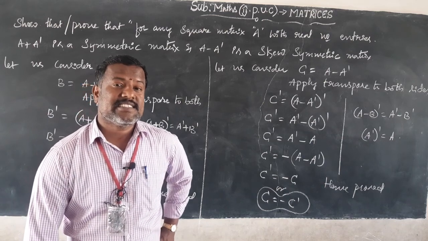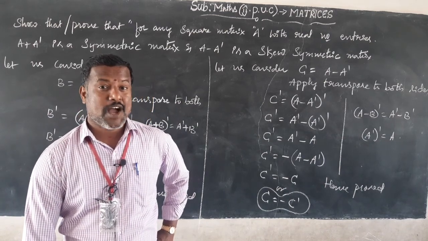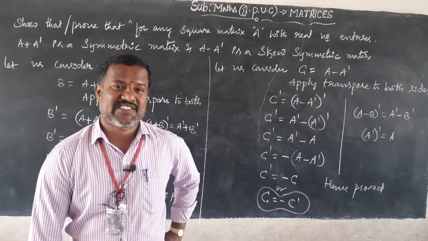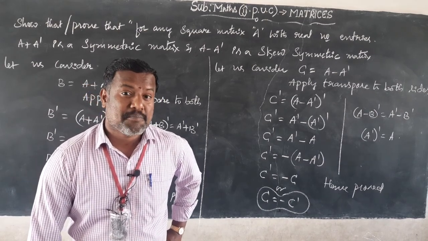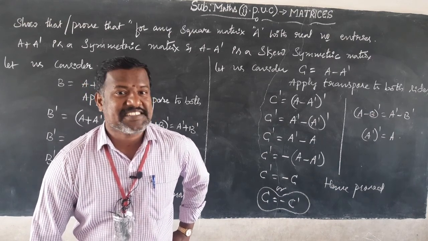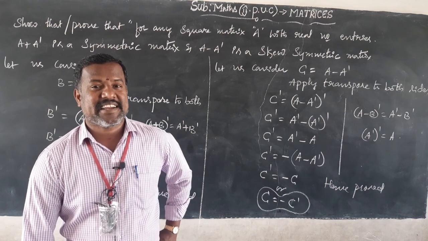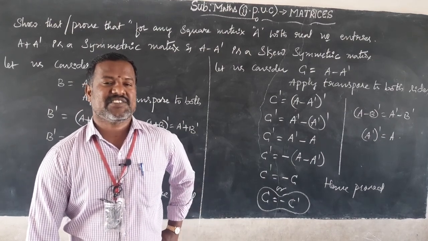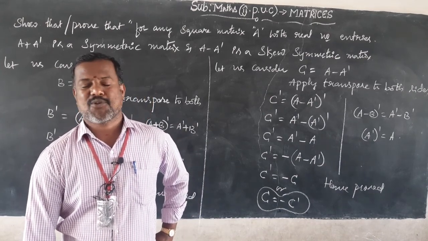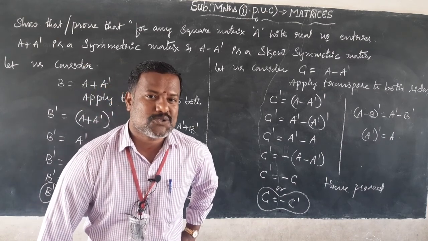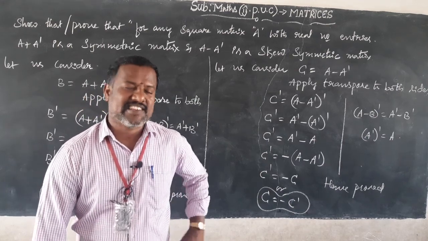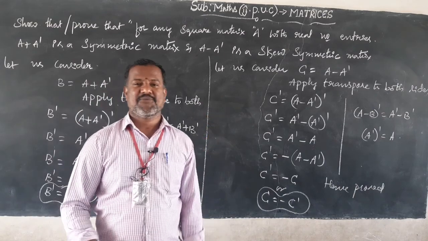Let us consider C is equals to A minus A dash. Apply transpose to both sides. C dash is equals to (A minus A dash) dash. C dash is equals to A dash minus (A dash) dash. C dash is equals to A dash minus A. Let us take minus as a common factor, that is C dash which is equals to minus, open the bracket, A minus A dash, close the bracket. Next step, C dash which is equals to minus C, or C is equals to minus C dash, and proved. See children, how simple it is.